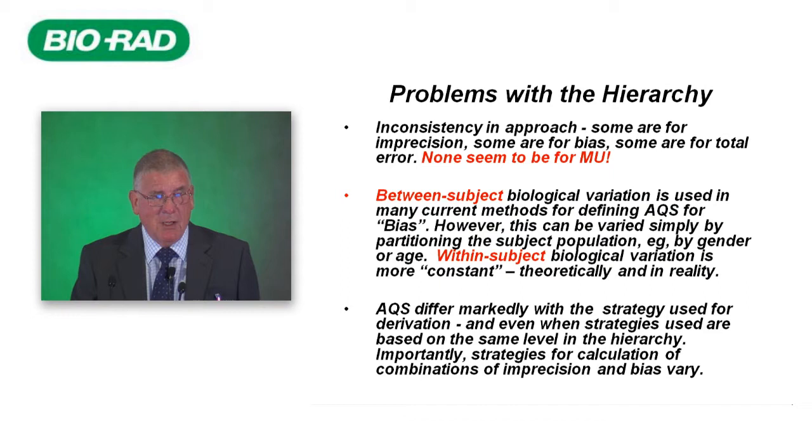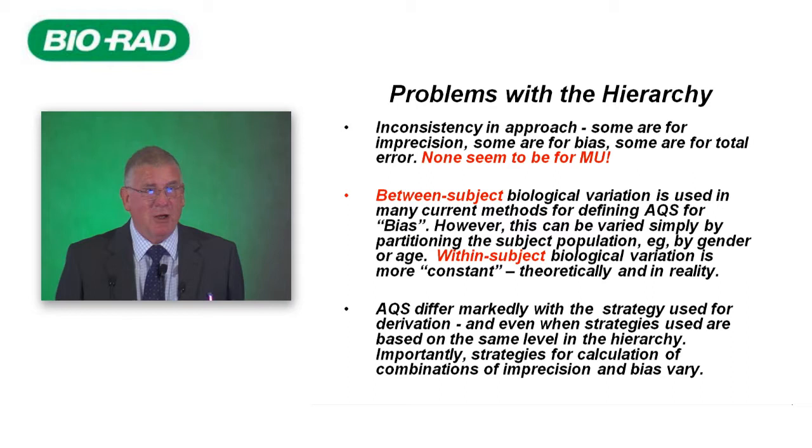Now, no one thinks that the hierarchy is perfect, and it certainly shouldn't be seen as monolithic, set in stone. There is, throughout the hierarchy, an inconsistency in approach. Some of the strategies give goals for imprecision, some give goals for bias, some for total error. But so far, none are for measurement uncertainty.